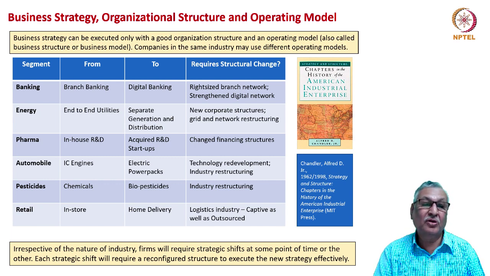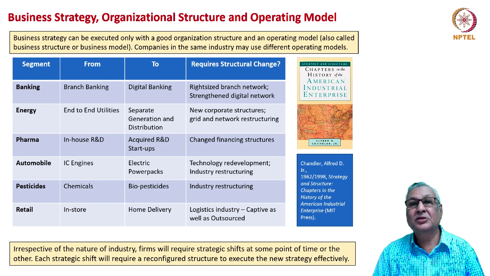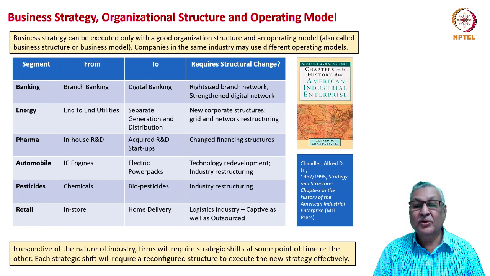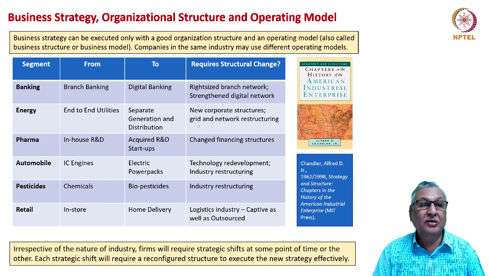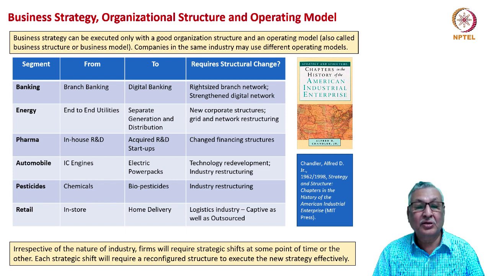Automobiles, an example brought many times over in these lectures, is moving from IC engines to electric power packs. What does it require? Technology redevelopment, technology campuses dedicated to electric vehicle development, and industry restructuring, including the ecosystem change. Pesticides will move from chemicals to biopesticides. It is a matter of time. It will require industry restructuring. Retail will move from in-store to home delivery. When this happens, logistics industry will be very diversified to captive as well as outsourced.